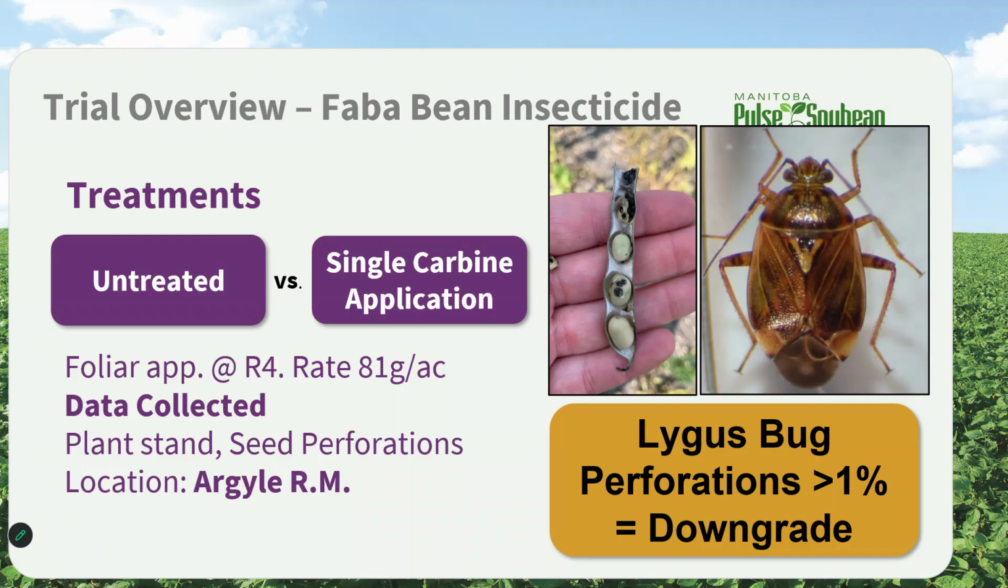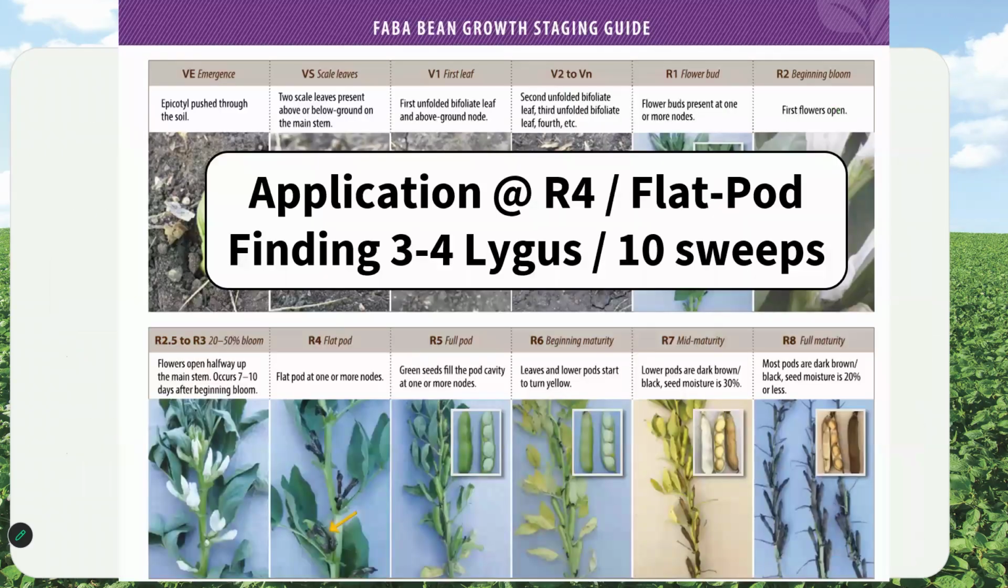We did test untreated, not treated with insecticide, versus a single application of Carbine from FMC, applied foliarly at R4 at a rate of 81 grams per acre. The main gauge to test the performance of the insecticide was the seed perforations. This trial was located in the RM of Argyle, and the application was made at R4, or flat pod stage. In the pre-application sweeps, I was finding about 3 to 4 lygus bugs per 10 sweeps, so that wasn't quite at the threshold.